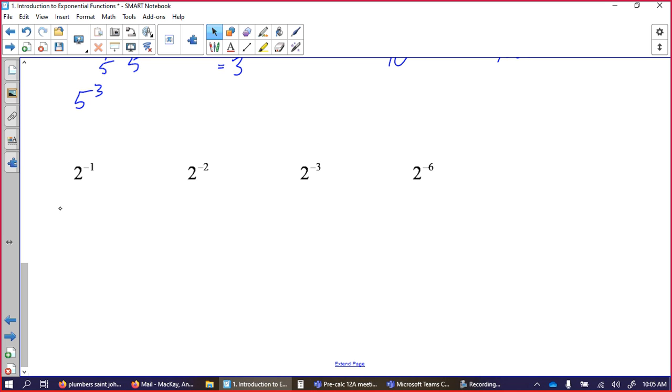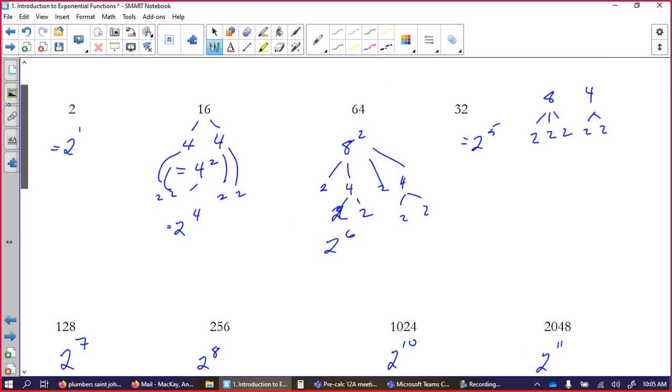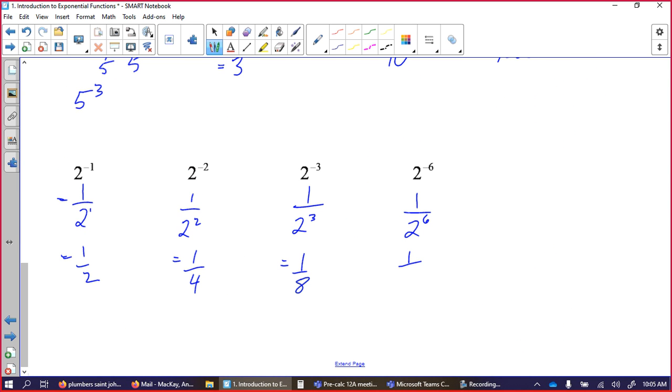Of scientific notation. Negative exponents. This is 1 over 2 to the 1, which is a half. 1 over 2 squared, which is a quarter. 1 over 2 cubed is an eighth. 1 over 2 to the 6th, which we said was 64, is 1 over 64.